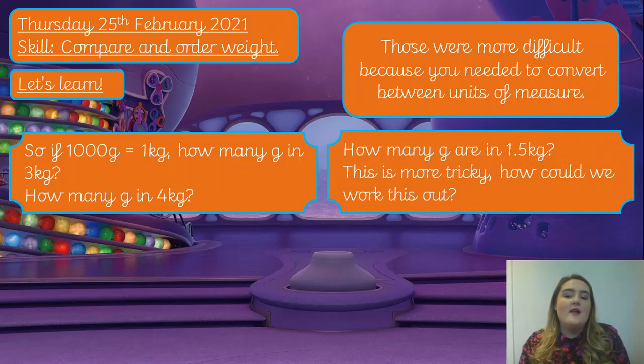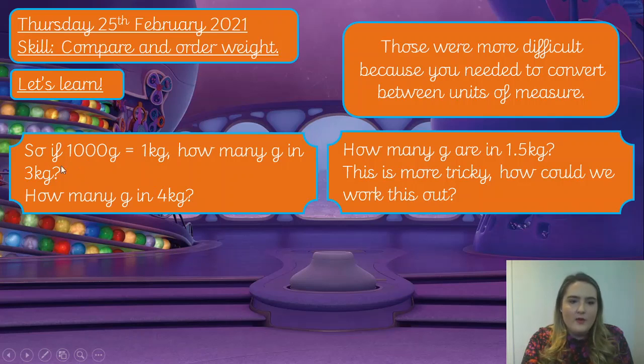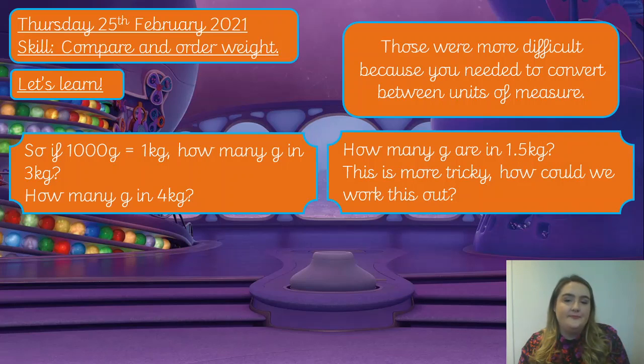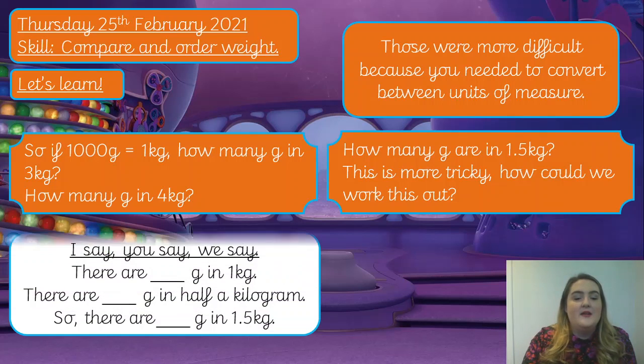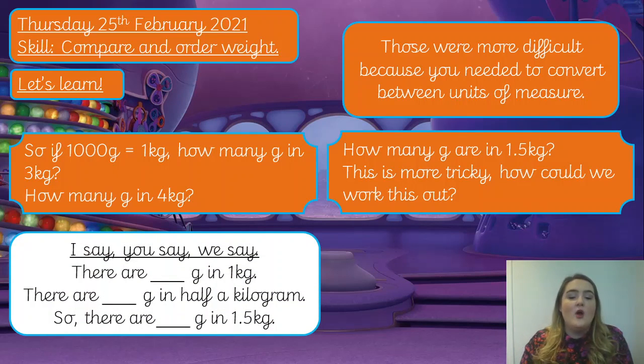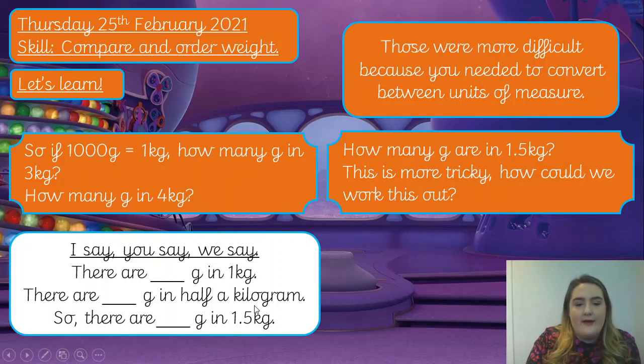Okay, it's going to get even harder now. So how many grams are in 1.5 kilograms then? This is more tricky. How could we work this out? I want you to discuss this problem with the person next to you. If we know, a little bit of a hint, if we know there are 1,000 grams in 1 kilogram, how could we work out how many there are in 1.5 kilograms? I'd like you to pause the video and discuss this now. Okay, so we could break it down into small steps. So we know there are 1,000 grams in 1 kilogram. Therefore, there are 500 grams in half a kilogram, because half of 1,000 is 500. So there are 1,500 grams in 1.5 kilograms, okay?